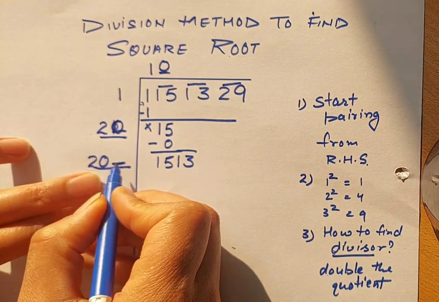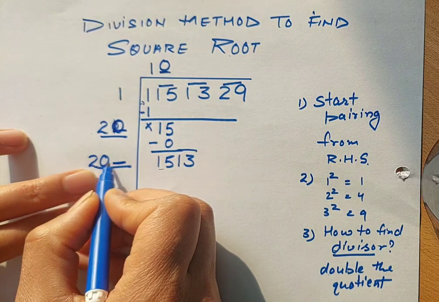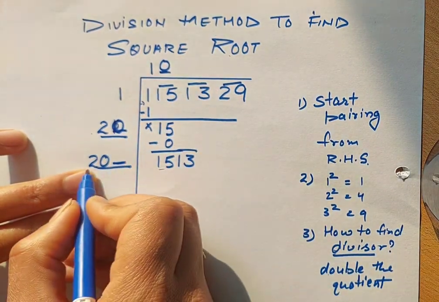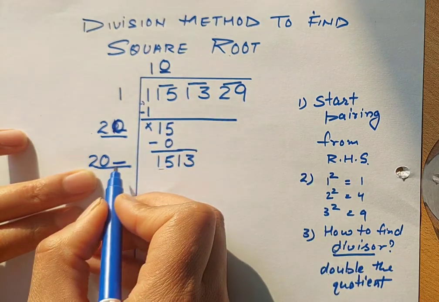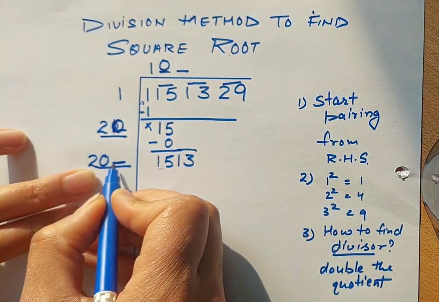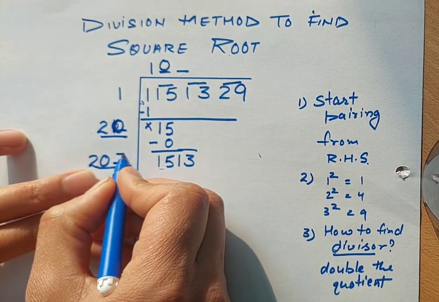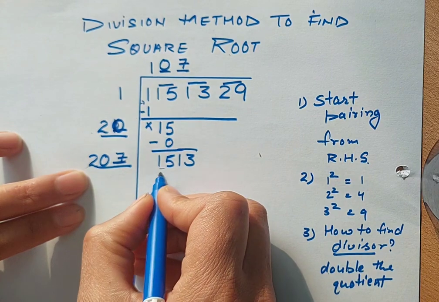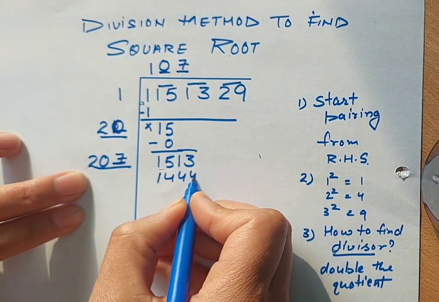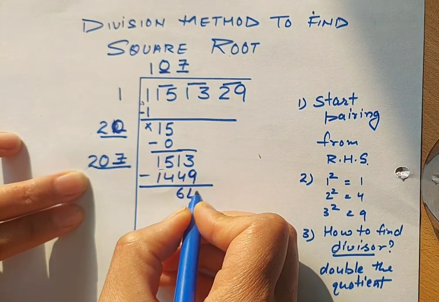But you have to write that which will bring you near 1513. So 201 ones are 201, 202 twos are 404. Just keep on deciding, but you have to write the same number here and multiply with the same number which you'll write here. Okay, so if you try it out, you'll get to know it's 207 into 7, which will give you actually 1449. Then you have to subtract and you'll get 64 as the remainder.